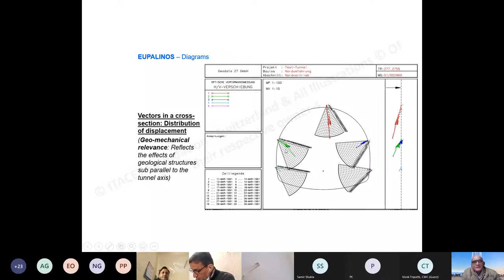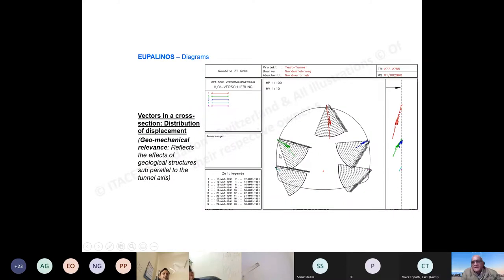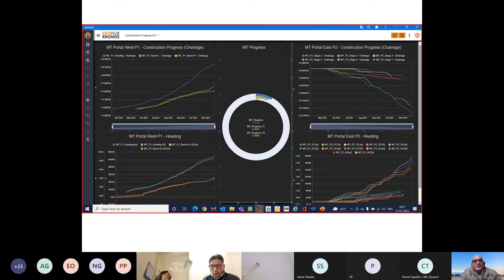So the other diagrams which are made through the software are able to give you actually what is happening in the tunnel. It will give you alarms. You can always set the limit, and when the limit is crossed, it will give you an alarm. The alarms are given by SMS or by emails to the designated IDs, so people can know and take immediate corrective actions. So this all is done automatically.